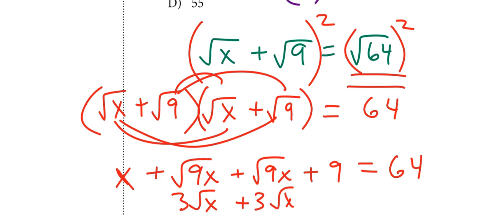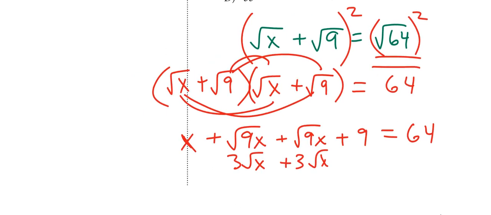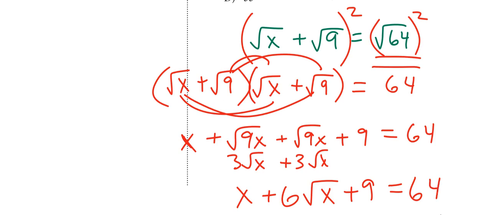The moral of the story is you were left with another radical in your expanded form. What are you going to have to do again eventually? You're going to have to square both sides eventually, but you'd have to get the radical x by itself again. So this is going to get ugly in a hurry.